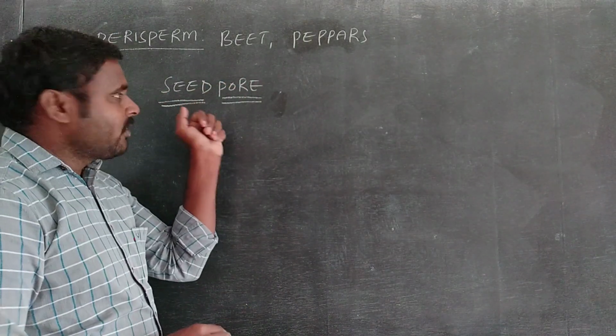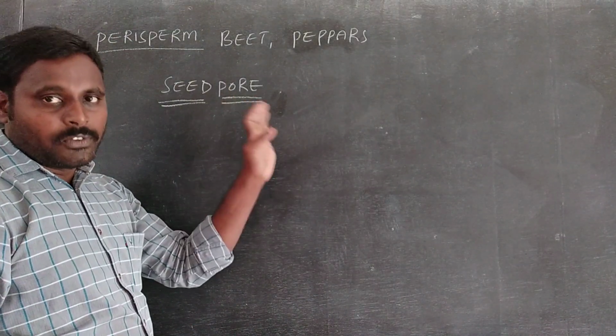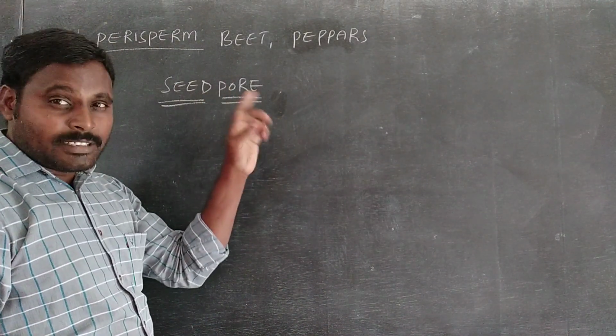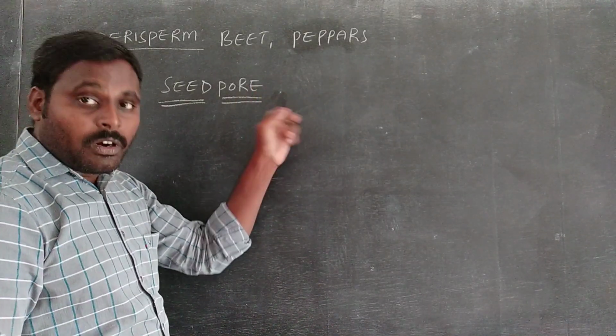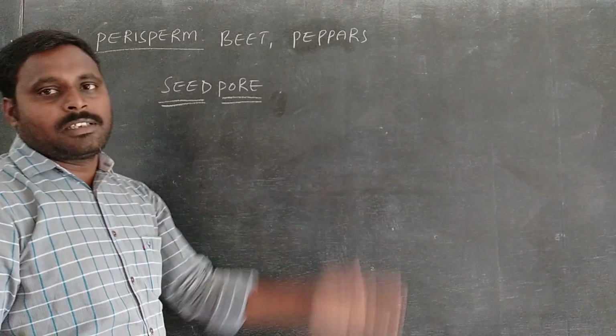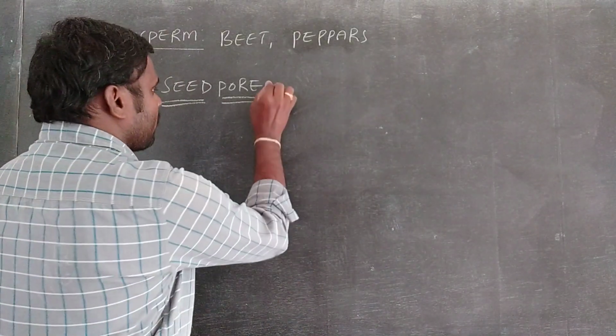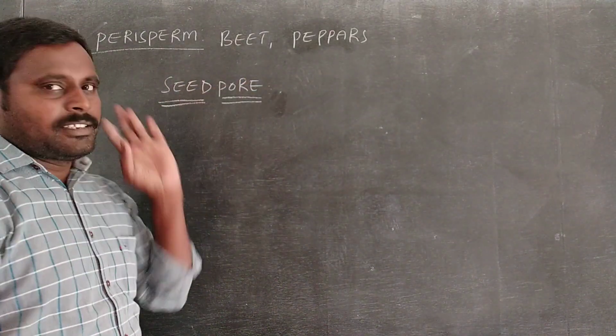So the micropyle develops into the seed pore, and this seed pore is useful to facilitate the exchange of gases and the entry of water into the seed during germination. This is about the seed pore.